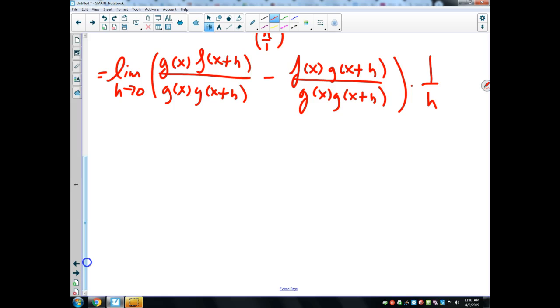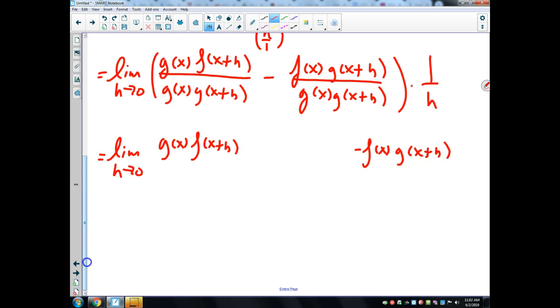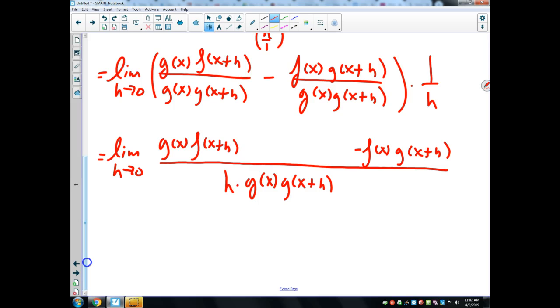So subtract. All right, so how do you subtract two fractions with the same denominator? You keep the denominator and subtract the numerators. So I'm going to write g of x times f of x plus h minus, let's leave a little gap here, f of x times g of x plus h, that's the numerator, over the common denominator of g of x times g of x plus h. Now don't forget, we're multiplying that by 1 over h. The numerator times 1 doesn't change, the denominator times h. Just put the h down there.